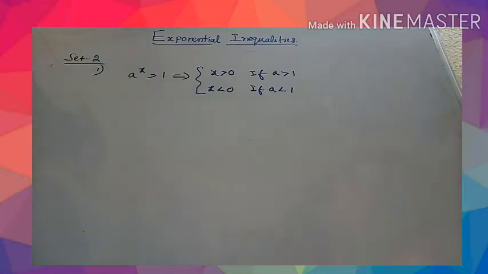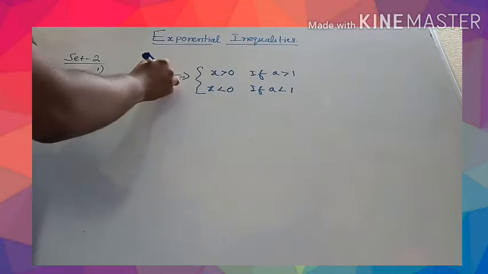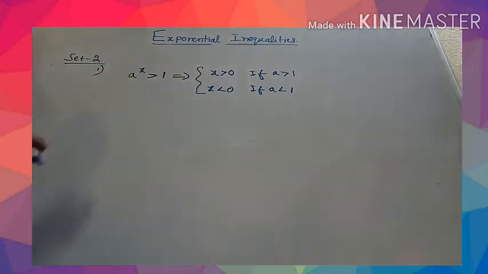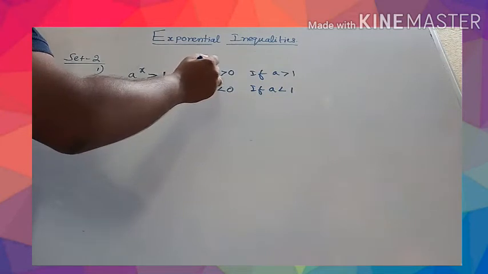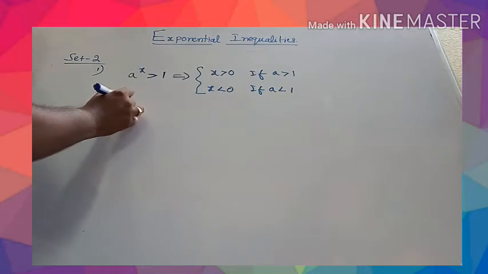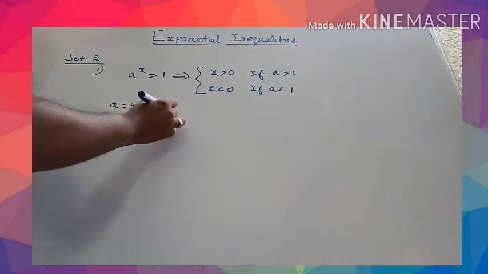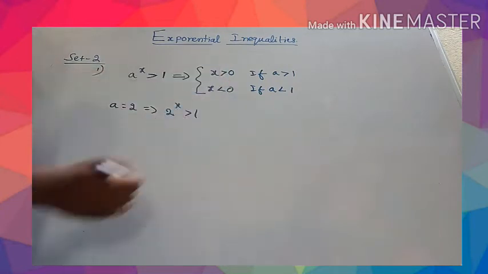Now we have a set of inequalities, exponential inequalities, my dear students. Set 2: we take a^x greater than 1, right? When a^x is greater than 1, x becomes positive if a is greater than 1. Suppose let us take here a equal to 2, right? Now 2^x is greater than 1 means x is positive, that is what they are saying.